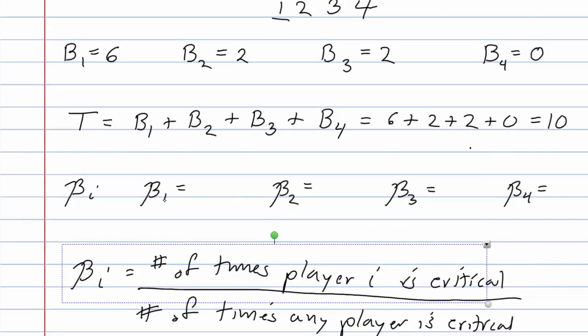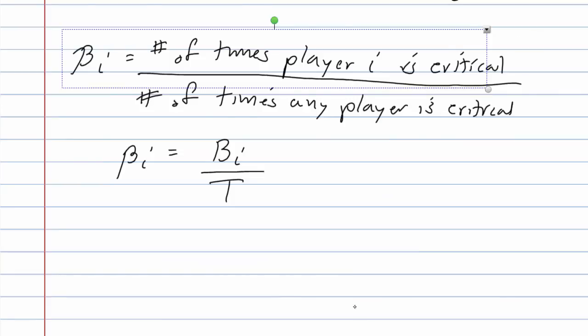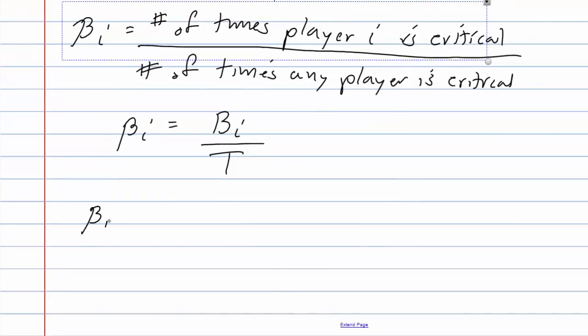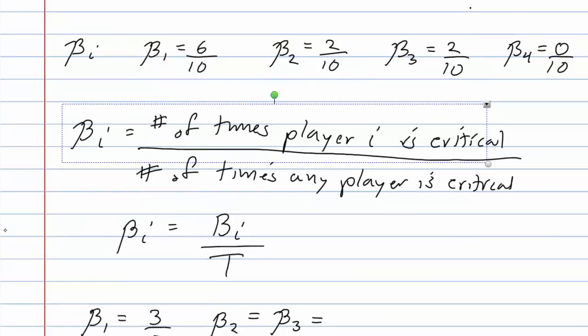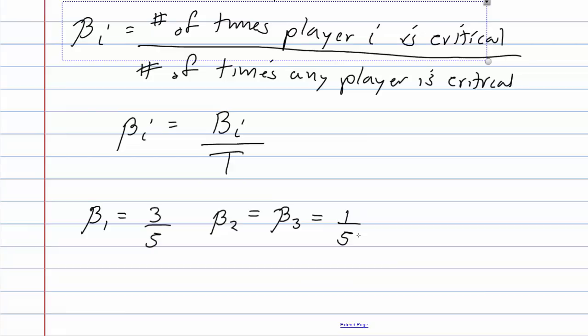So beta sub 1 would be what? We take B1 over T, so that would be 6 over 10. Beta sub 2 would be 2 over 10. Beta sub 3 would also be 2 over 10. And finally, beta sub 4 would be 0 over 10. Simplifying these a little bit, beta sub 1, which was 6 over 10, we can put into simpler form by dividing by 2 on top and bottom, and we get 3/5. Beta sub 2 and beta sub 3 are equal to one another, and they're just 2/10, or we can write this as 1/5. And finally, beta sub 4, which was 0 over 10, is just 0.